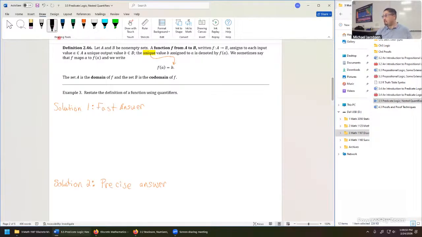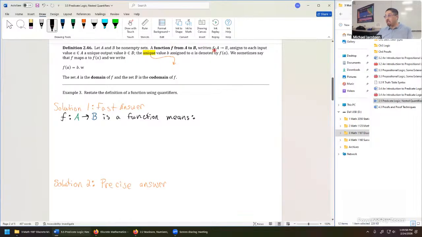So let's say f mapping from the set A to the set B is a function. Oh, hang on, that was supposed to be an eraser. Is a function means the following. Let's read through the definition again.